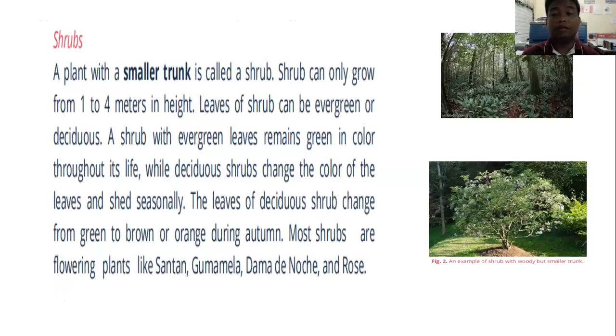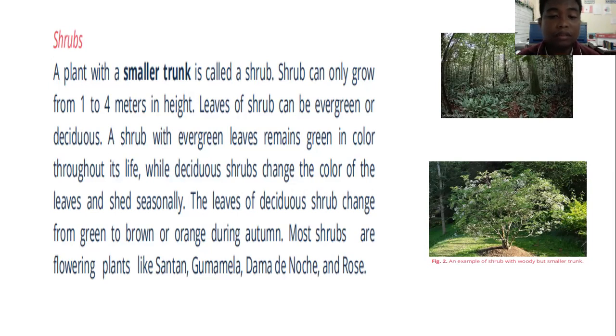Okay, shrubs. This is another kind of terrestrial plant. A plant with a smaller trunk is called a shrub. Now, a shrub can only grow from 1 to 4 meters in height, so it is short. Leaves of shrubs can be evergreen or deciduous. A shrub with evergreen leaves remains green in color throughout its life, while deciduous shrubs change the color of the leaves and shades seasonally.